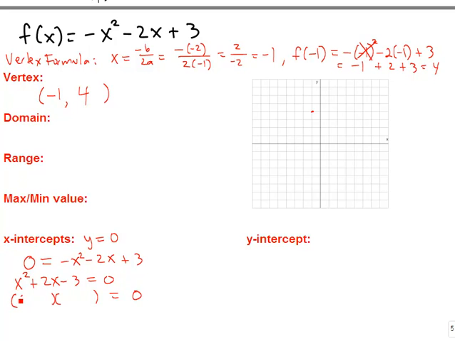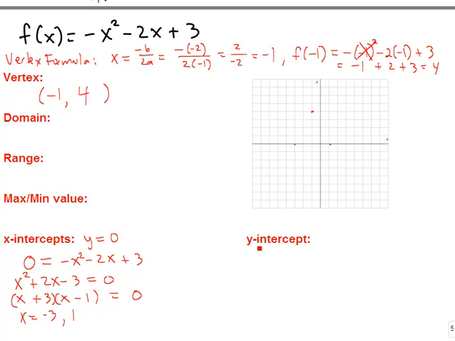So I need x times x to get x squared, 3 times 1 to get 3, and in order to get a positive 2 in the middle, I need to make the 3 plus and the 1 minus. And so my two solutions are going to be negative 3 from this factor and positive 1 from this factor. So in this example, we do have two x-intercepts, negative 3 and 1. So to plot those, you go to your x-axis and you're going to put a dot at -3 and +1. So I know that my parabola needs to cross through those points.